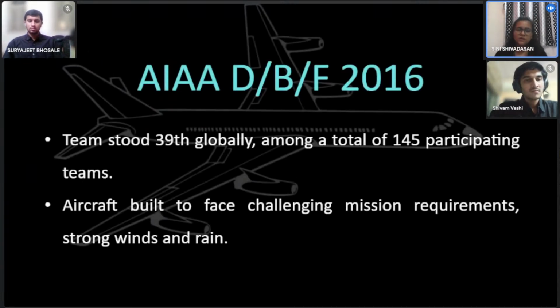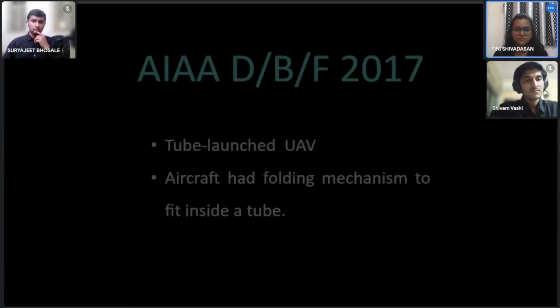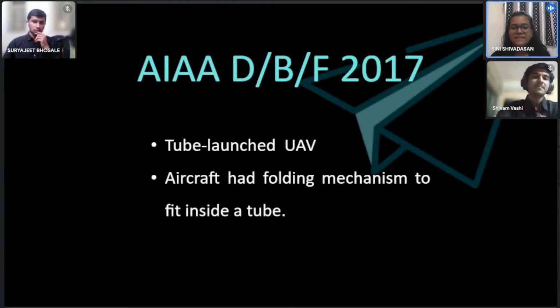In 2016, we had to build an aircraft that could withstand strong winds and rain. As I said, each year we have a different problem statement, and we have to make the plane accordingly to overcome all those obstacles and hurdles that have been mentioned. In 2017, we had to make a plane that could be fitted inside a small tube. The smaller the tube was, the more points you got for that. You have scoring according to the missions that you have to complete.